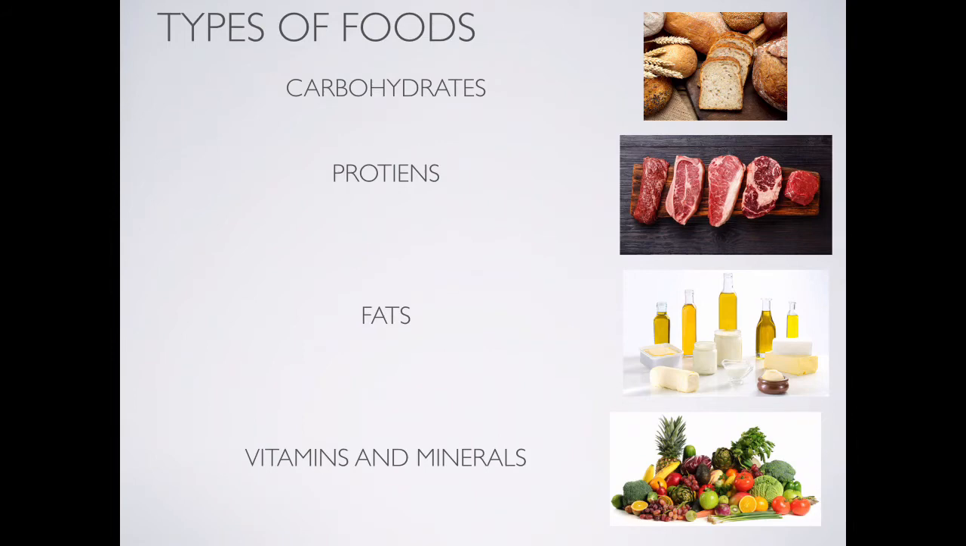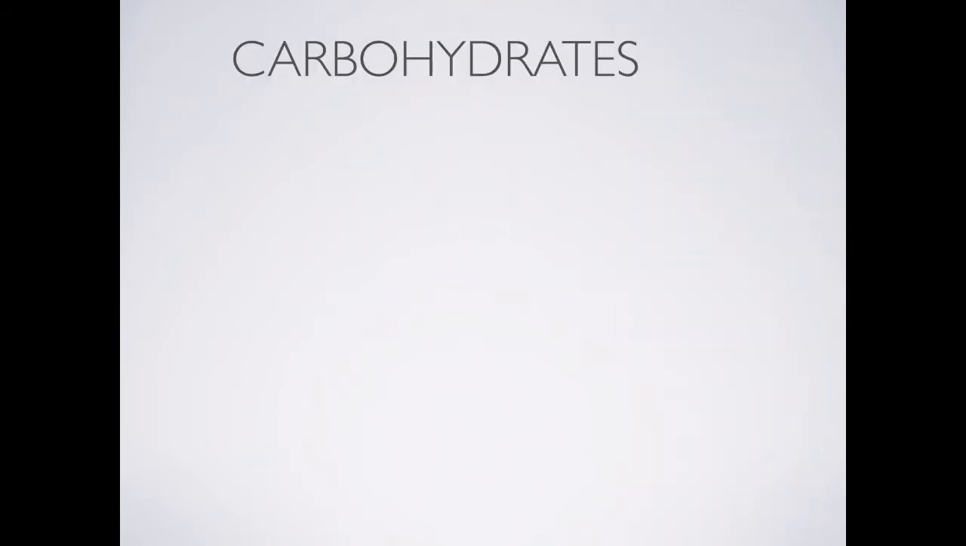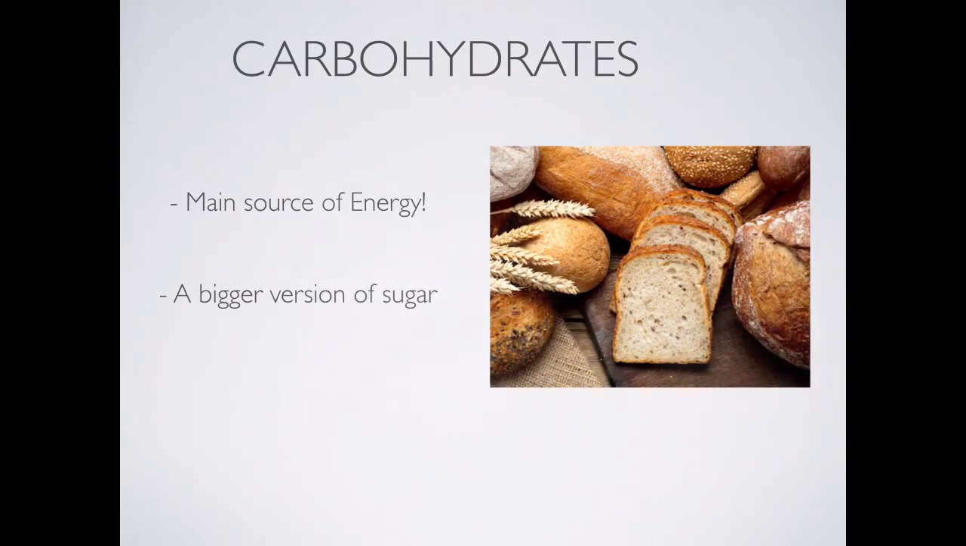Now, we take into consideration vitamins and minerals as one group. However, there are 3 other groups: carbohydrates, proteins, and fats. Carbohydrates are the rice, the bread, the grain. They are very, very important for us to eat because they are our main source of energy. They provide sugar into our blood.